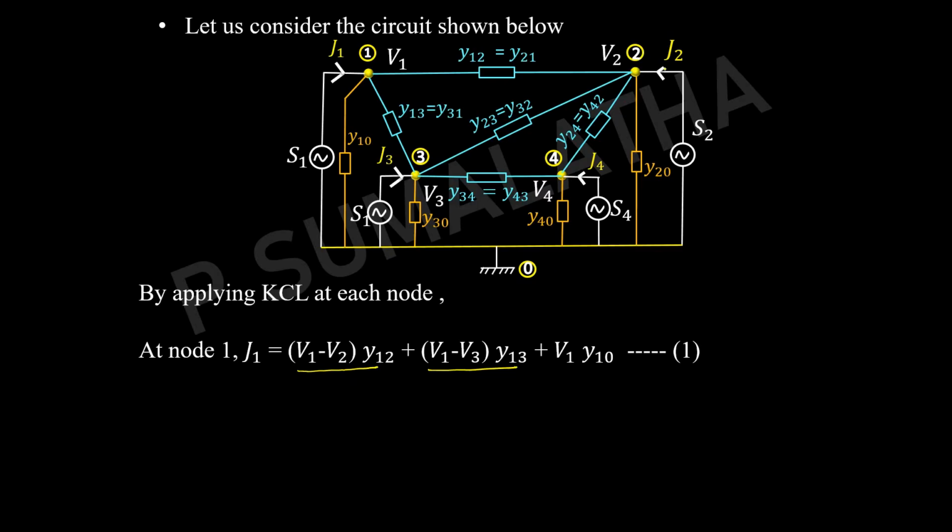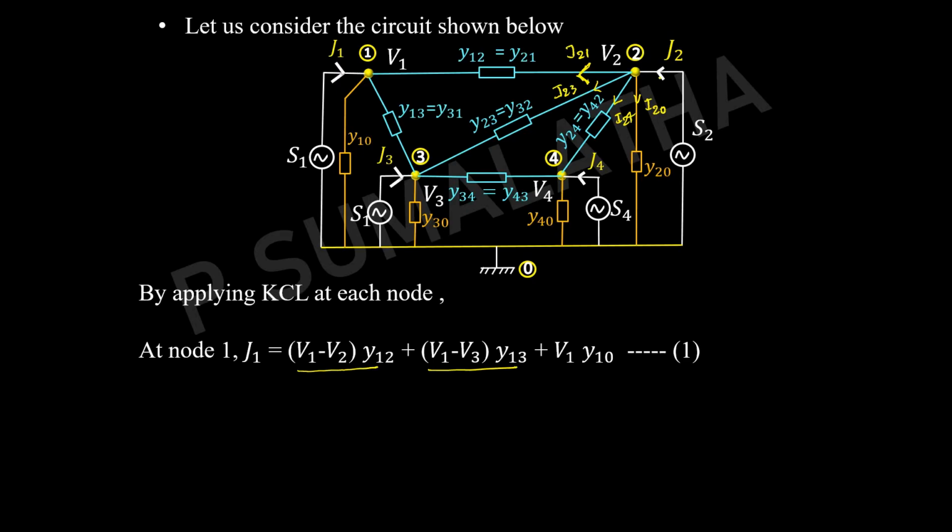Coming to the second node, current J2 is equal to, now again here there is no current direction, so I can assume all my currents are leaving currents with respect to the second node, freshly, for simplicity's sake. Now the current directions are like this: this will become I21, this will become I23, and this will become I24. And here one more line is there, which is I20. Totally we will have 4 terms in the second equation.